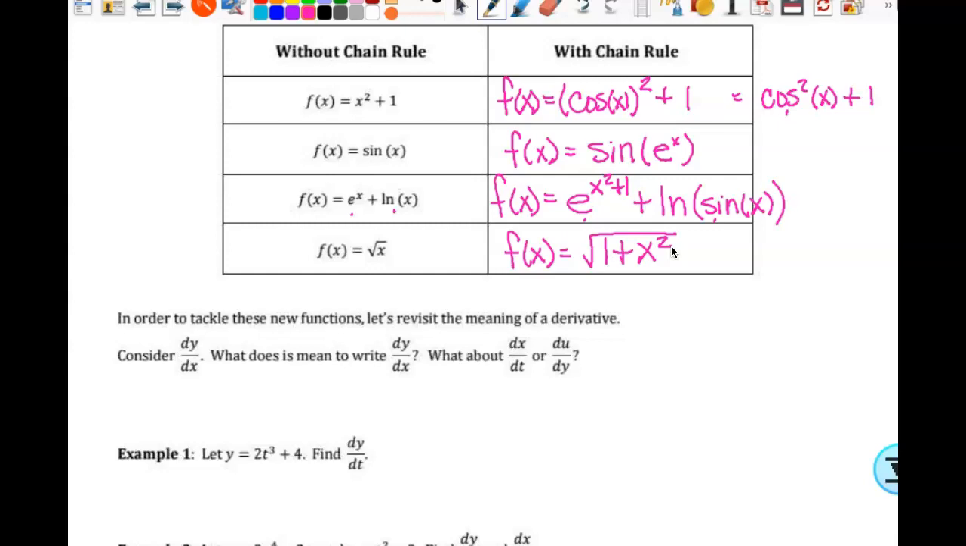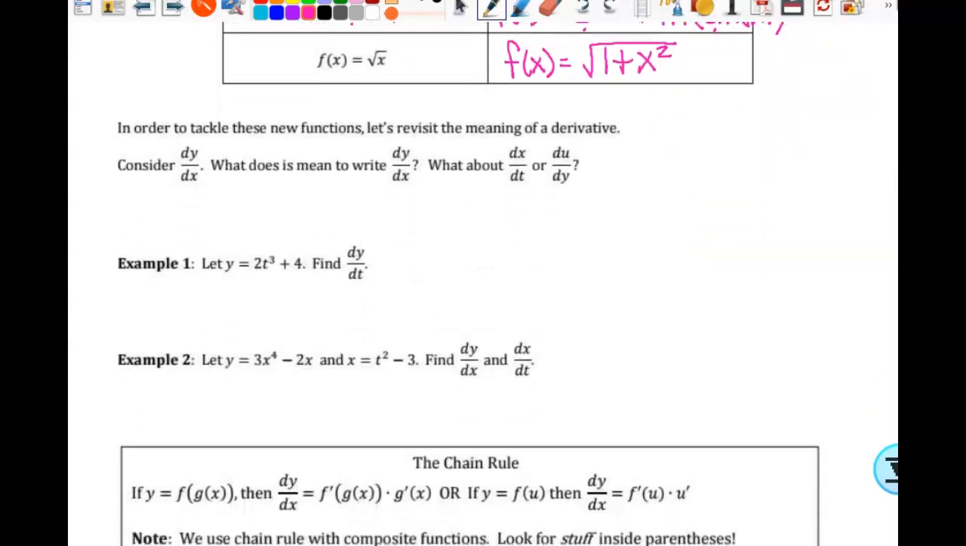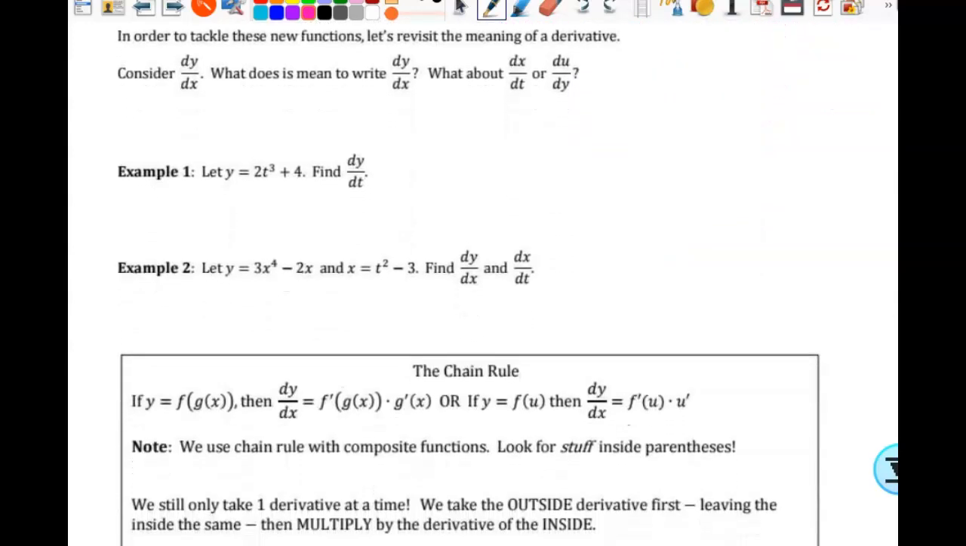So we're going to revisit the meaning of the derivative and some notation. It says consider dy dx. What does it mean to write dy dx? What about dx dt or du dy? That sort of thing. We're just talking about how we're taking the derivative. So it says find dy dt. What this is really saying is we're taking the derivative of y with respect to t.